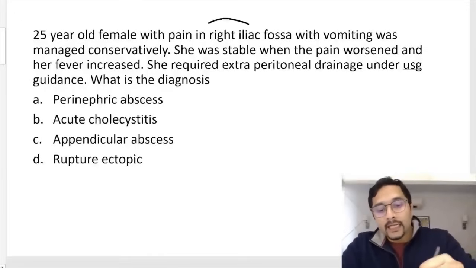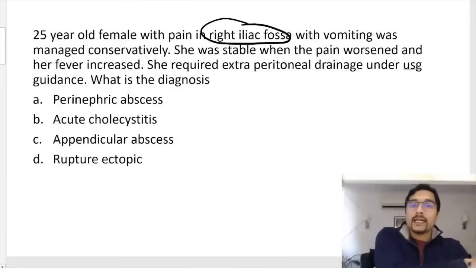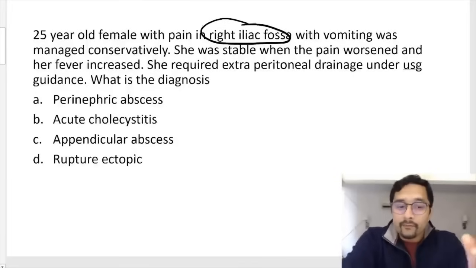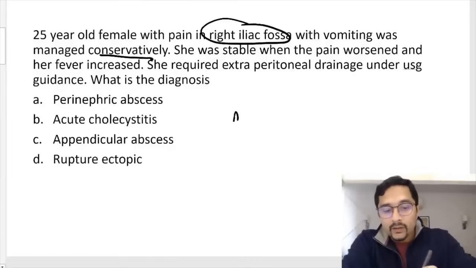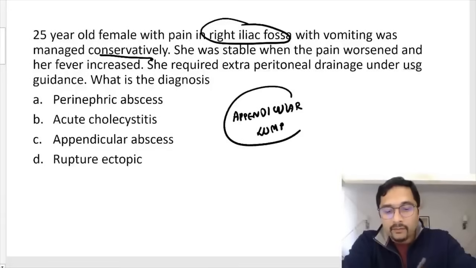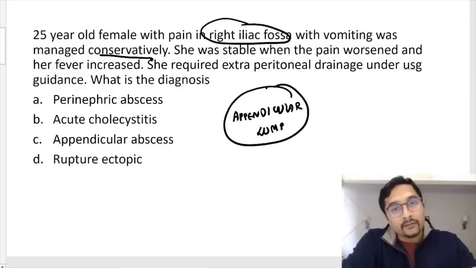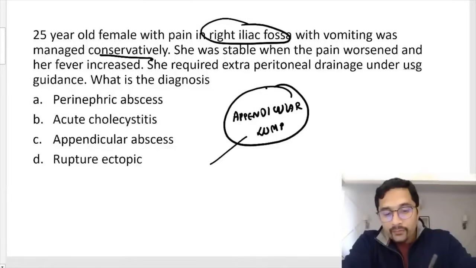There is right iliac fossa pain. We know in the right iliac fossa, the appendix can be there. Because the patient is being managed conservatively, this would have been a case of an appendicular lump. When there is an appendicular lump, that is when we will manage the patient conservatively, right?